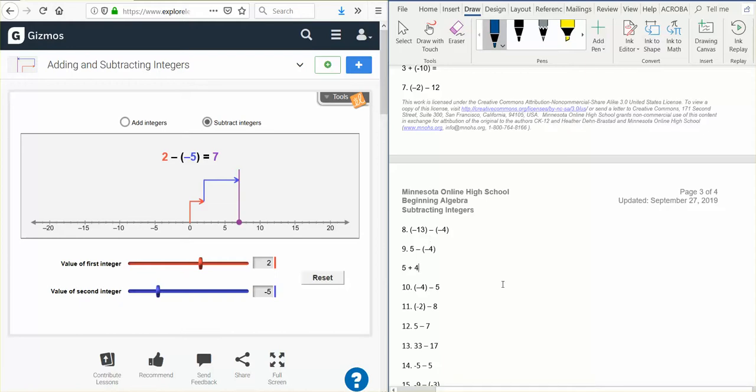So do these carefully. Do them without a calculator, and then check with a calculator if you need to, and then fix the ones that aren't correct. But try to do them without a calculator to start with. You can also use, for the smaller numbers up to 10, the gizmo to help you check.